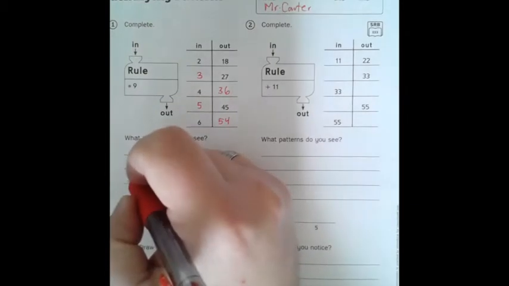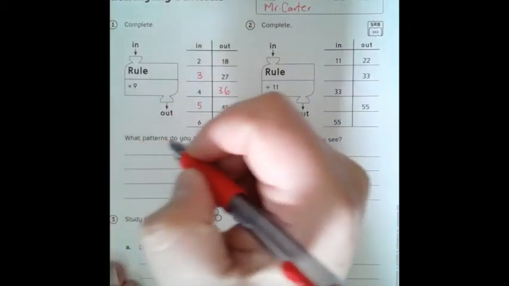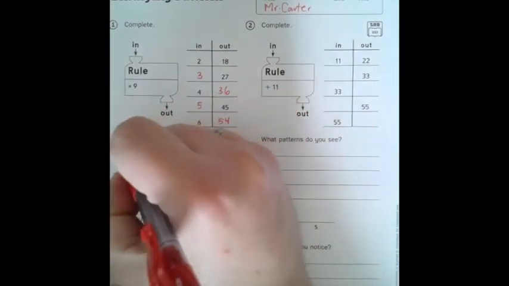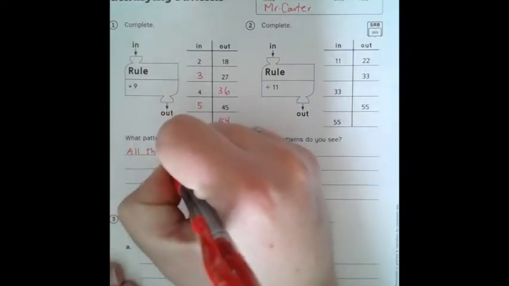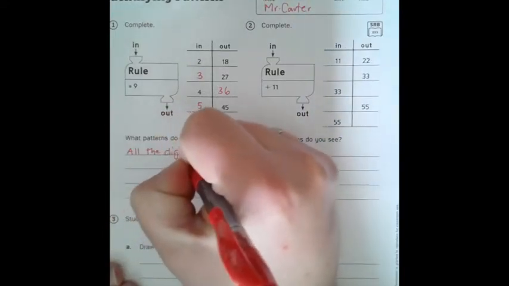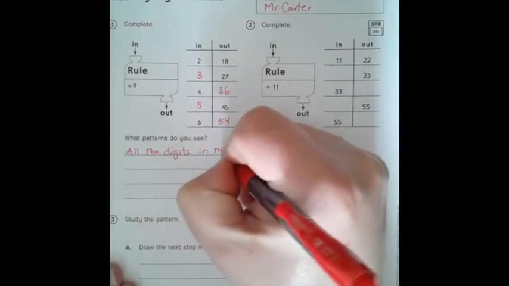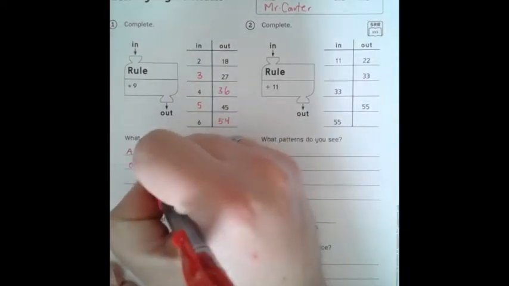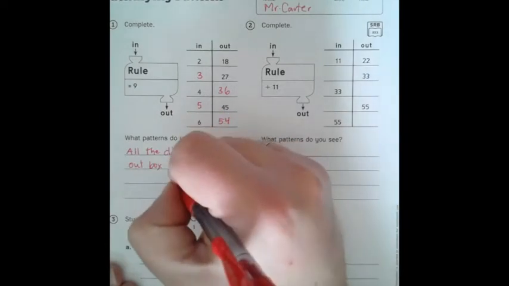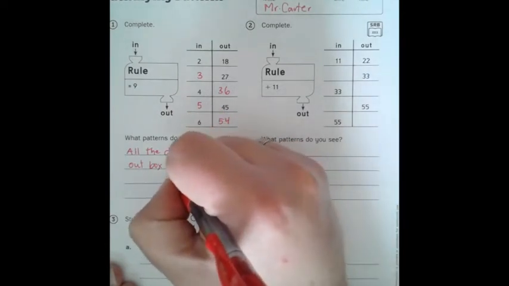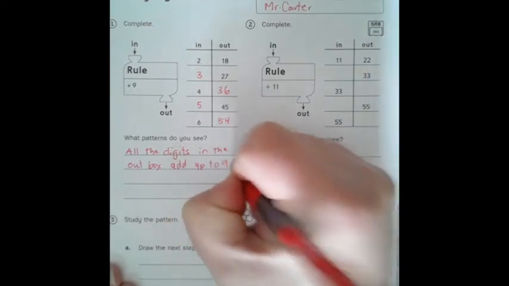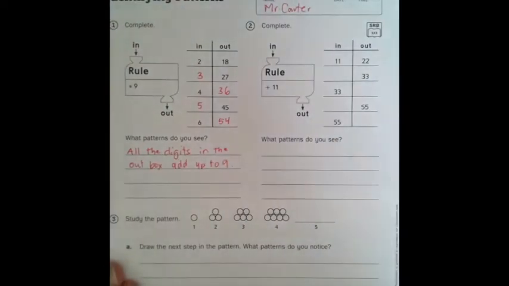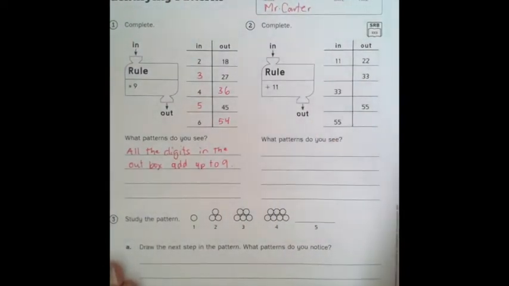So I'm going to write here that all the digits in the outbox add up to 9. And you could write whatever patterns you might see.